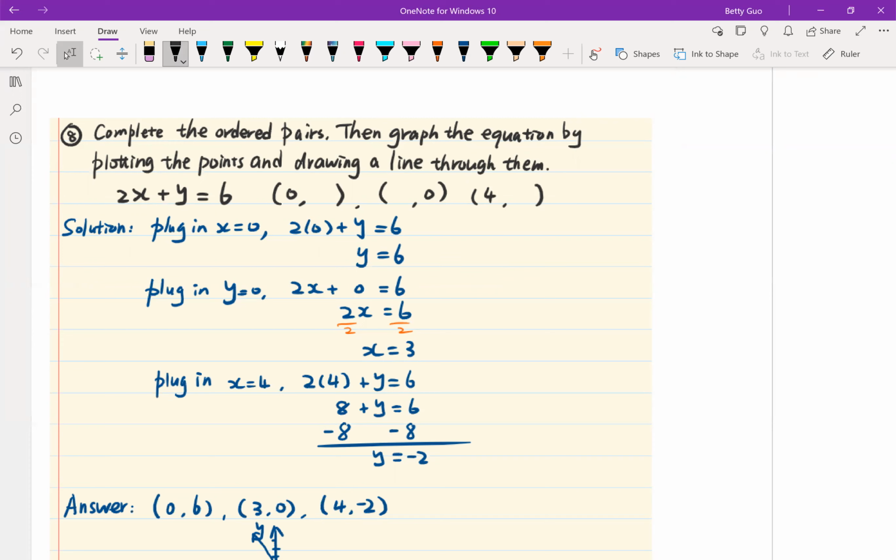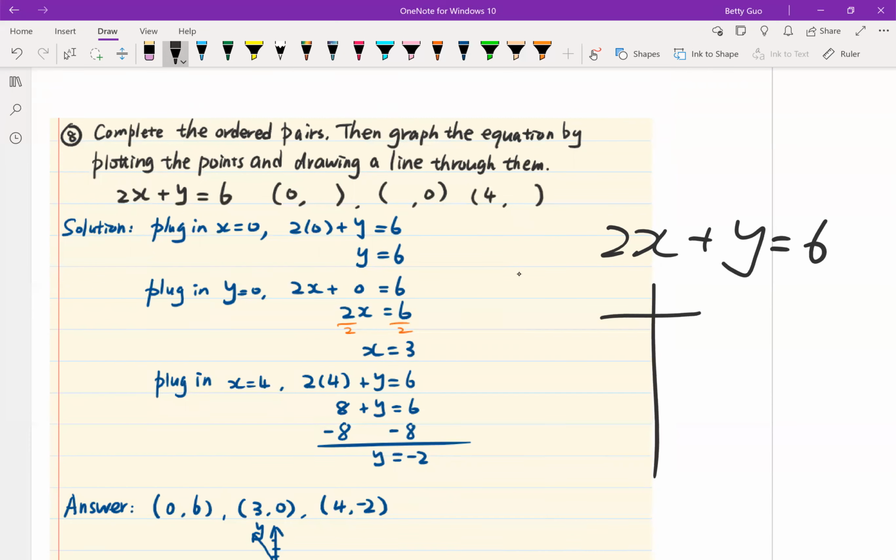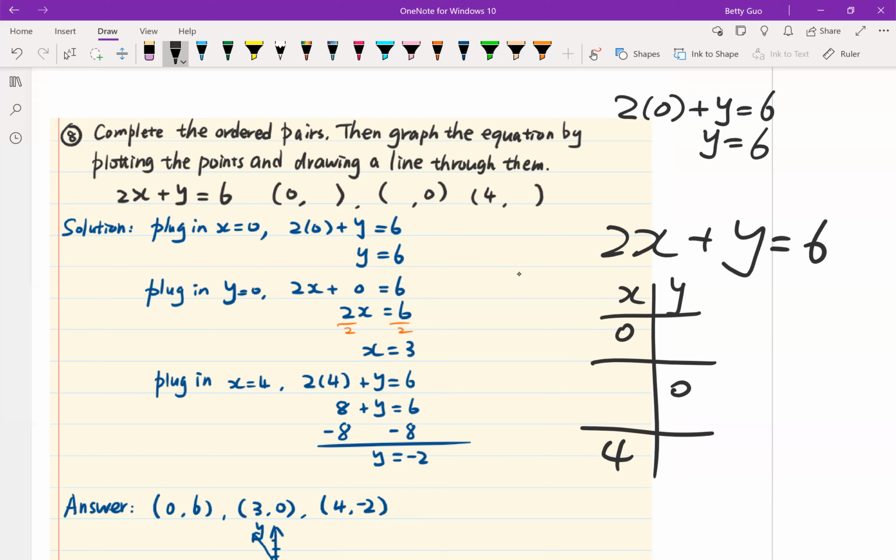The equation is 2x plus y equals 6. So we can actually make a table. This is x, this is y. Let's see if x equals 0. We have 2 times 0 plus y equals 6. 2 times 0 is 0. y equals 6. So the corresponding y is 6 here. And second part, given y is 0 this time.